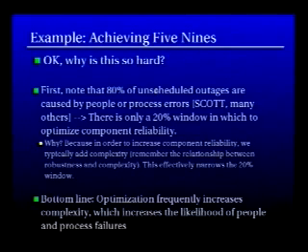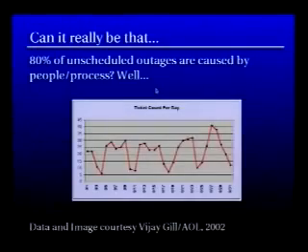So the bottom line on this one, from the principle's perspective anyway, is that optimization frequently increases complexity, and that increases the likelihood that people and process errors are going to occur. And I was talking to VJ about this, and I was saying, it's really unbelievable. Can it really be the case that 80% of unscheduled outages are caused by people and process? That seems like, come on. Well, so he gives me this chart, and this is some data from 2002.